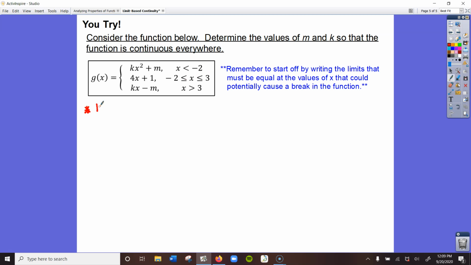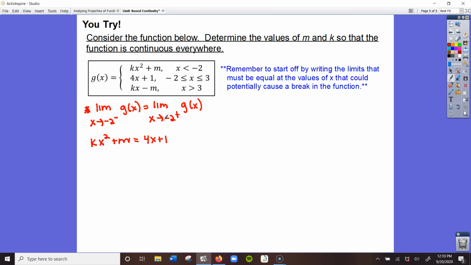I'm going to set up my limit. So the limit as x is approaching -2 from the left of g of x must equal the limit as x is approaching -2 from the right of g of x. Now that I've set up my limits, I can replace those limits with our actual function. For the left side of -2, we look at our piecewise and we see that x is less than -2, and we use this part of the function. So kx² plus m equals, now x is greater than -2, that means that's the right side of -2, which is 4x plus 1.